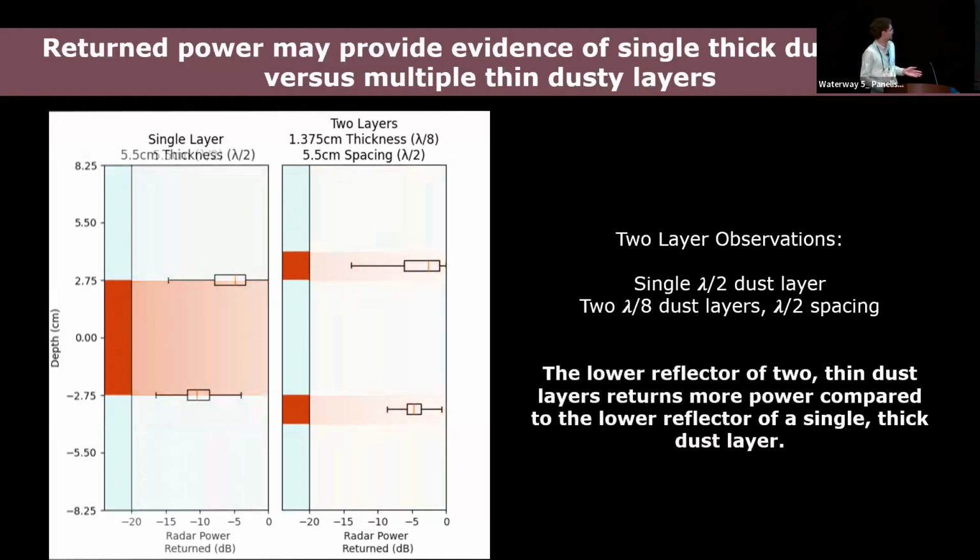This is where the interesting result comes in. We can see this top reflector, and we get similar power returns centered around this -5 dB mean. But if you look at the single thick layer, we have a power return of the lower reflector at around -10. However, in the thin layers, we get a power return of around -5. This is an expected result because ice is a low loss material compared to dust. As the radar wave is propagating through this ice, it's losing less power. So this is good news that our experiments are working and we're seeing what we're expecting.